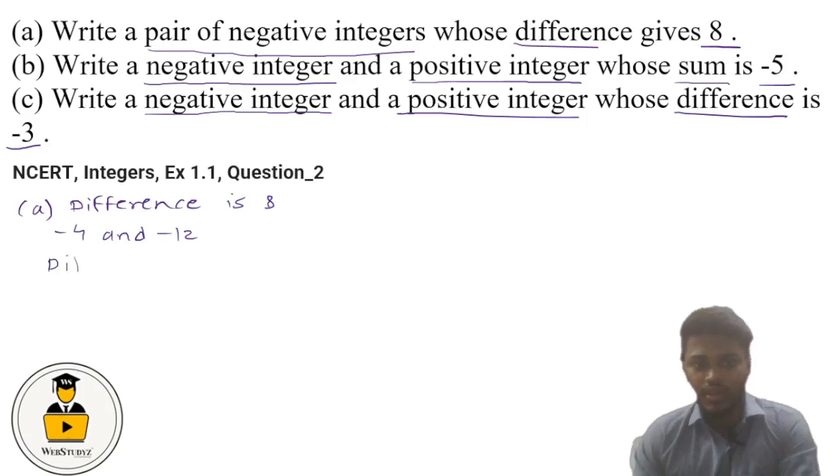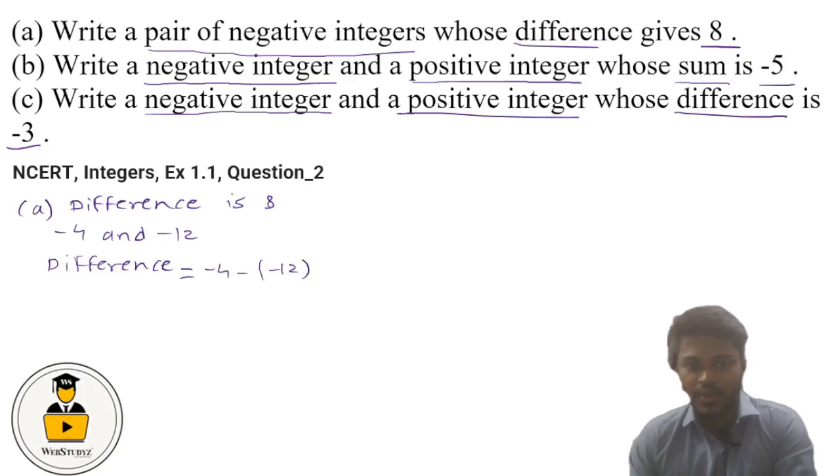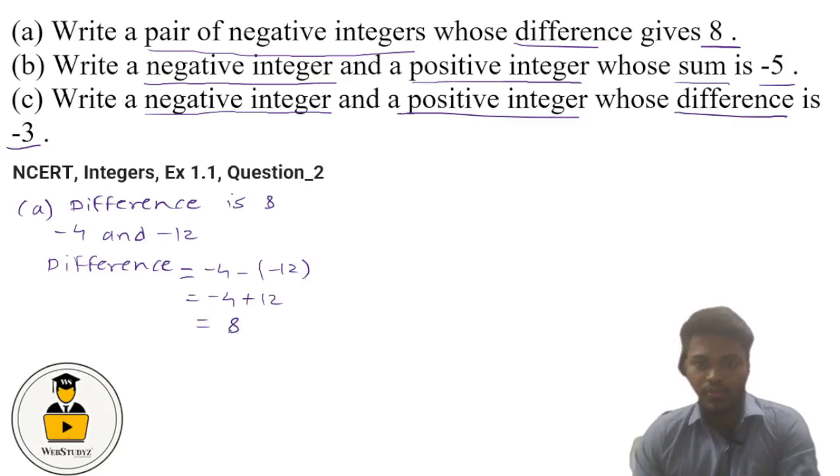Now let us calculate the difference and check whether the difference comes out to be 8. So minus 4, since we want the difference, we will take minus minus 12. Now this minus minus sign will become plus, so this will be minus 4 plus 12. Minus 4 plus 12 will be 8. So we are getting the difference as 8.